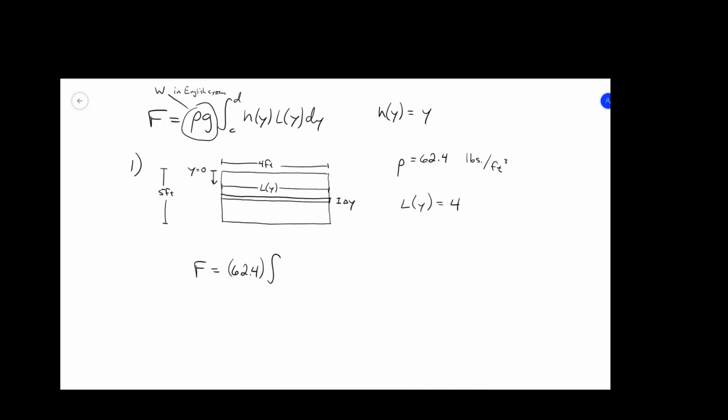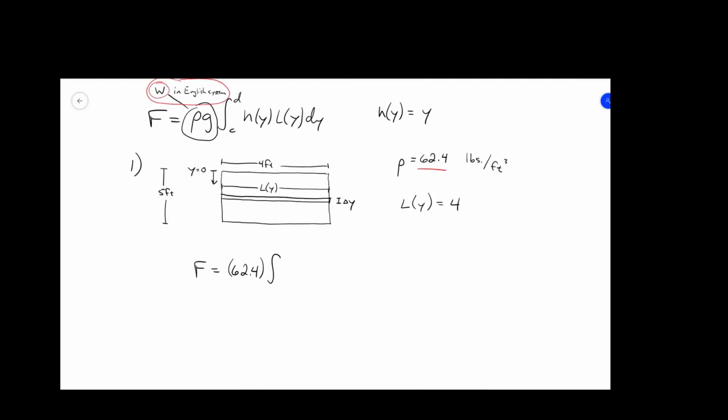This rho here, that's the density of water in the English system. What I was saying up here is that in the metric system, you have to put this rho g. You have to include gravity. But in the English system, you don't, just like when we were talking about work. And so in the English system, they use this W letter to stand for weight density, and that just replaces both of the rho g combination there, okay?